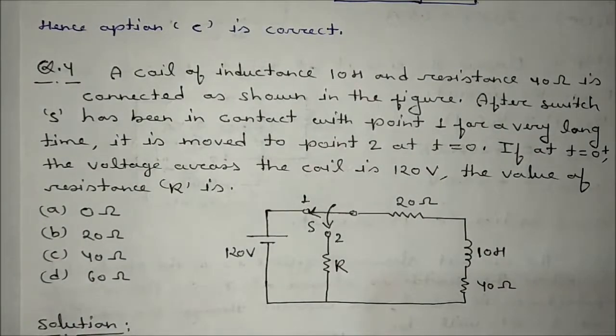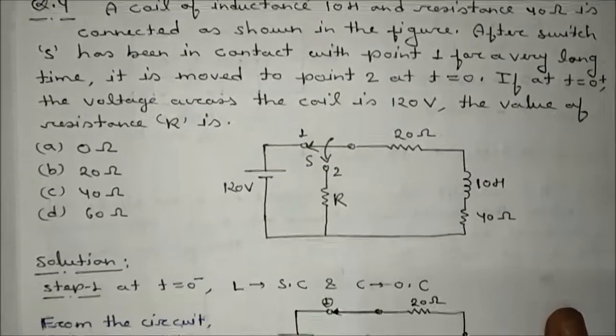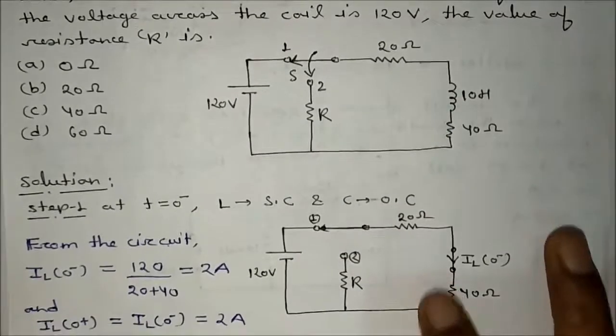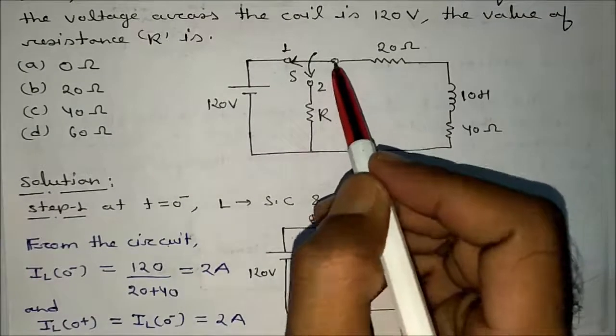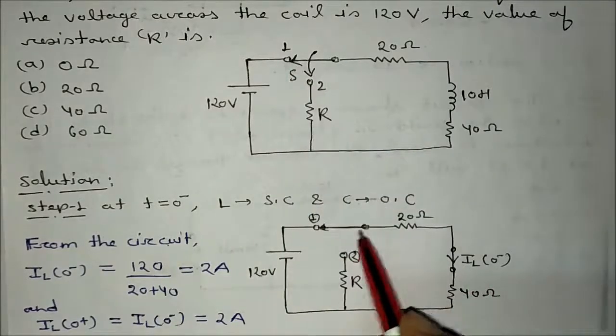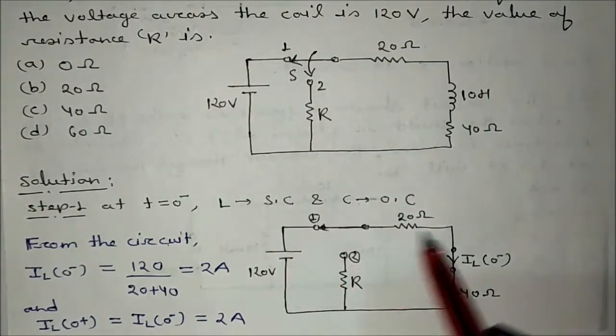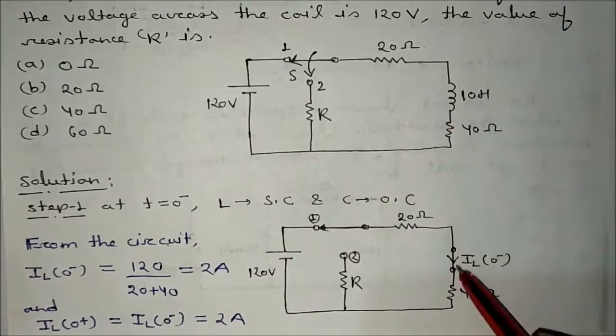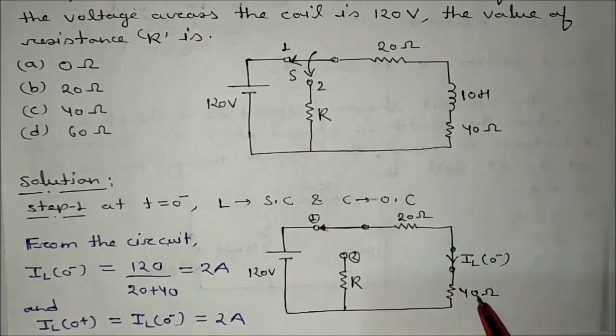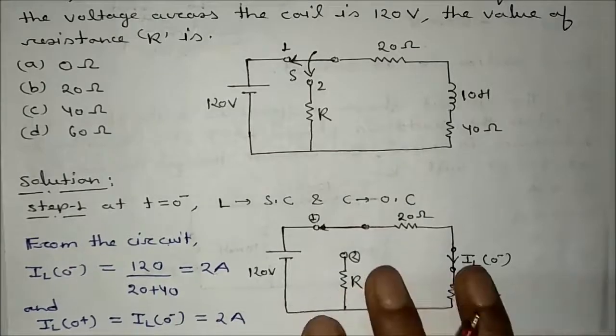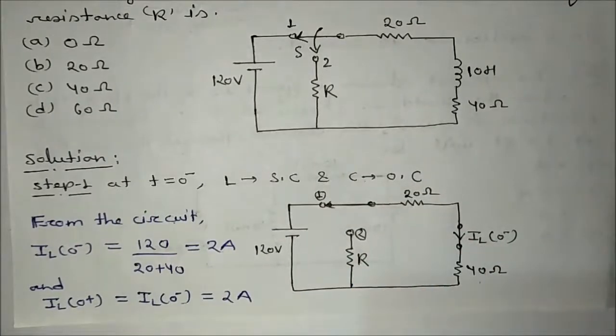First step: at t equal to 0 minus, L will be short circuited, C will be open circuited. So I have drawn the circuit at t equal to 0 minus. The switch is at position one. This is 120 volt, the inductor will be shorted, this is 40, this is R. So IL(0 minus) will be 120 divided by 20 plus 40, that is equal to 2 ampere. IL(0 minus) is always the same as IL(0 plus), that is also 2 ampere.